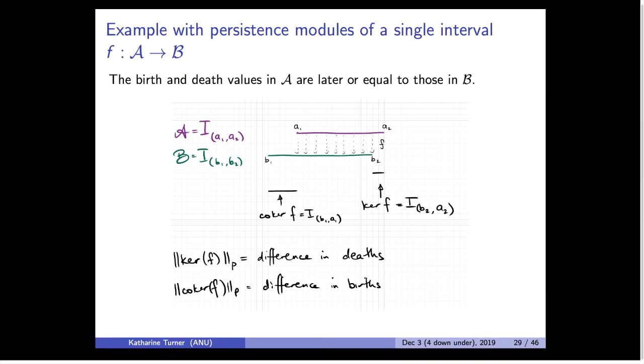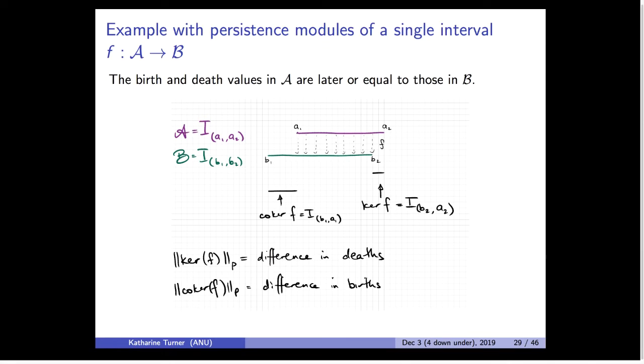So here's an example where I've got two quite boring persistence modules. I have a single bar in each of them. So A is a persistence module that goes from A1 to A2, and B is a persistence module with a single interval from B1 to B2. Okay, I could be careful about endpoints, but I'm not. So what I want to think about is there is a trivial morphism, which is a really boring one where everything gets sent to 0. So we're going to ignore that. We're going to try and look at the non-trivial one.